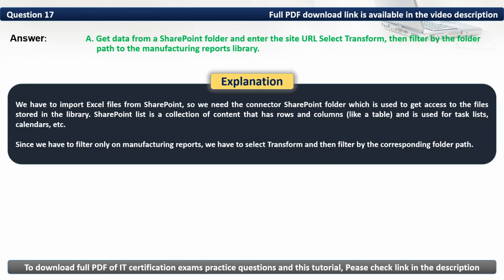We have to import Excel files from SharePoint. So, we need the connector SharePoint folder, which is used to get access to the files stored in the library. SharePoint list is a collection of content that has rows and columns and is used for task lists, calendars, etc. Since we have to filter only on manufacturing reports, we have to select transform and then filter by the corresponding folder path.